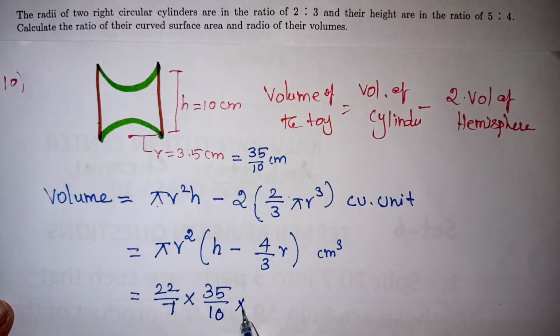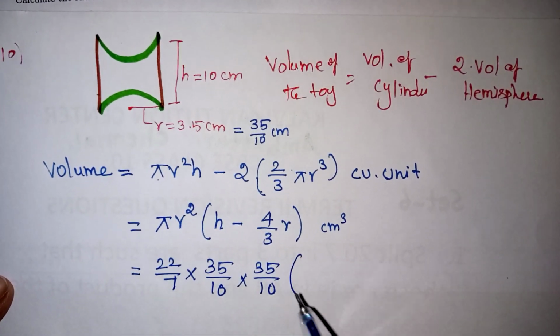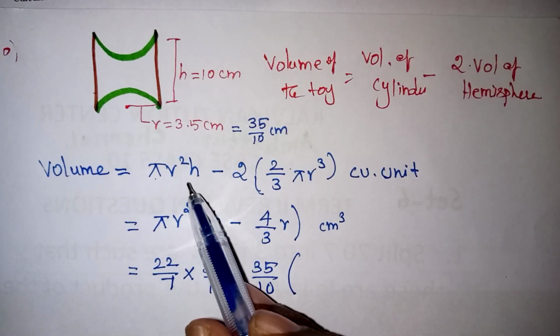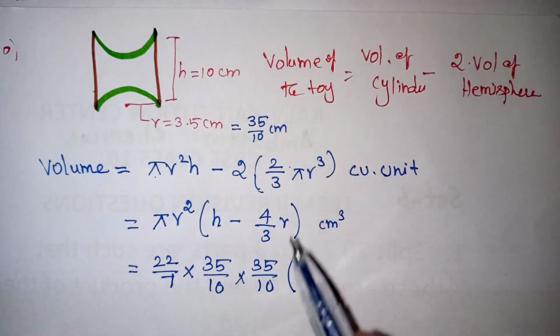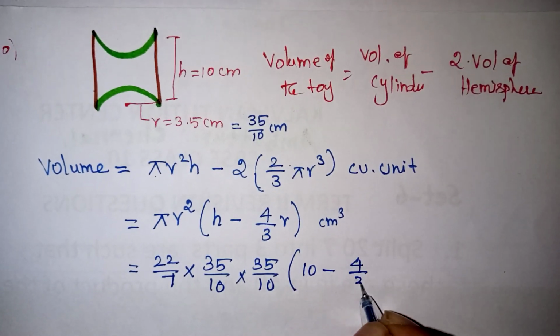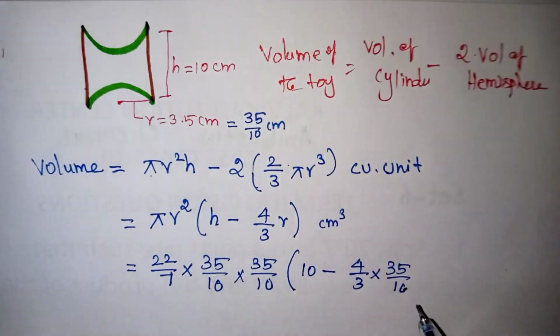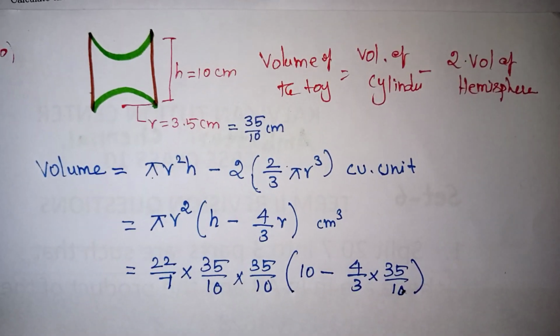So 35 by 10 multiplied by 35 by 10, because r squared we need, multiplied by h minus. H is nothing but my cylinder height. Cylinder height is 10, as mentioned. So 10 minus 4 by 3 multiplied by again r. R is 35 by 10 we have taken. Now we have to simplify.